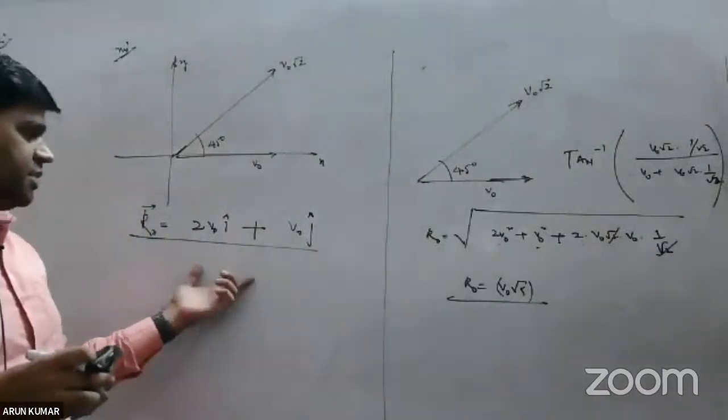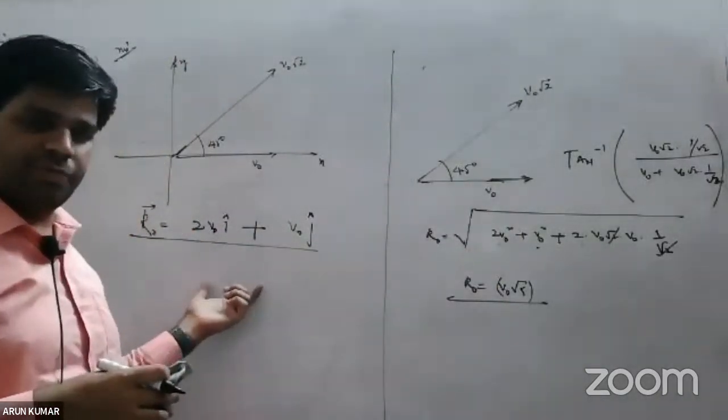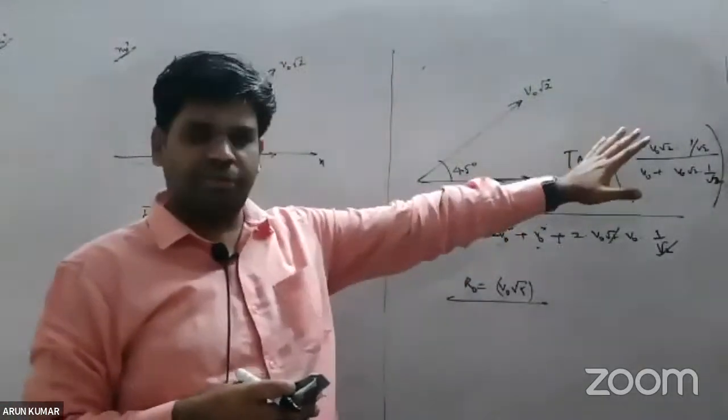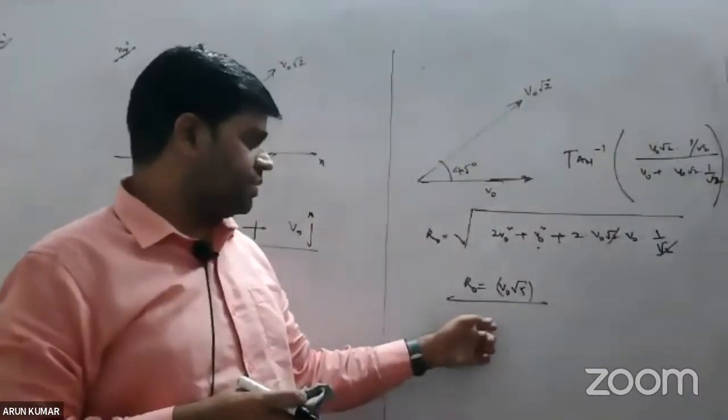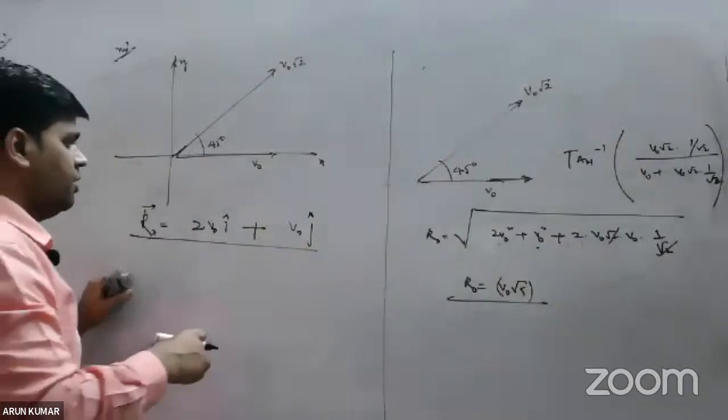Now look at this. This and this both should give me the same information. But this doesn't seem to give me the same information. I should get r naught as V naught root 5 and the angle as whatever angle we get over there. So what is the magnitude of this one? V naught root 5. Let us see what is the magnitude over here.